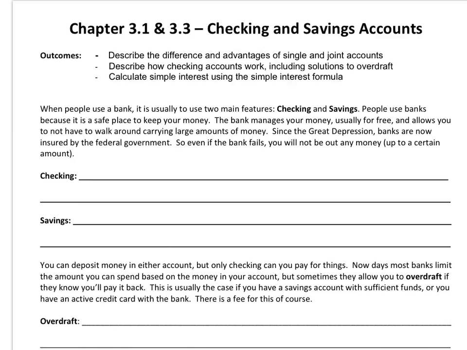Now, both checking and savings accounts you can have by yourself, or you can actually have joint accounts. A single account would be just to one person, whereas a joint account can have multiple people on the same account. What that means is that multiple people would have access to the money that is in a single account. So there are advantages and disadvantages to single and joint accounts.